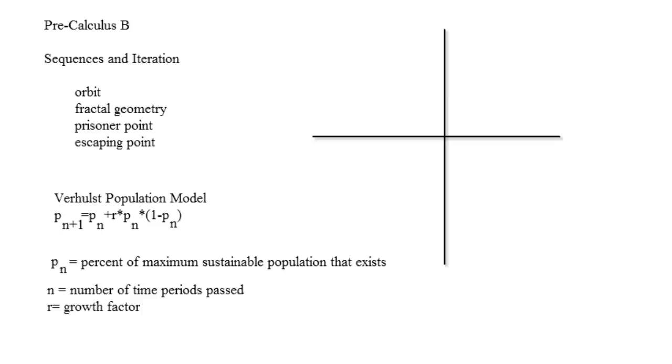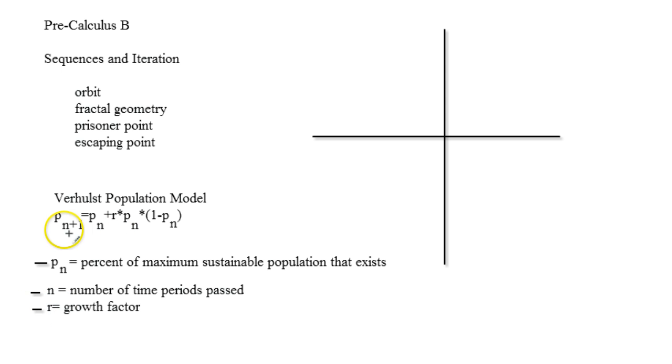Alright, so talking about sequences and iteration, first off we have to talk about iteration. Iteration is a type of formula where you take an answer from a previous solution and you plug it back in as we work. The first one we're going to be looking at is the Verhulst population model, where P sub n is the percent of maximum sustainable population that exists at time n. N is the number of time periods that have passed, and R is a growth factor.